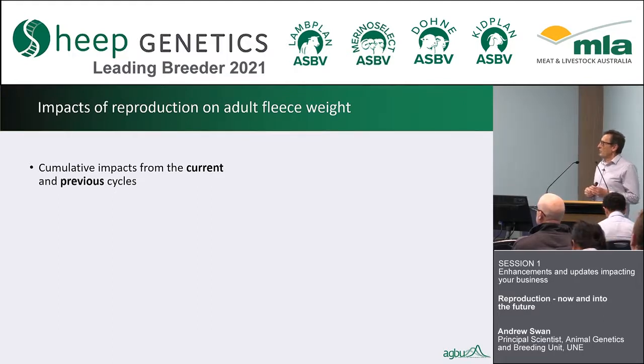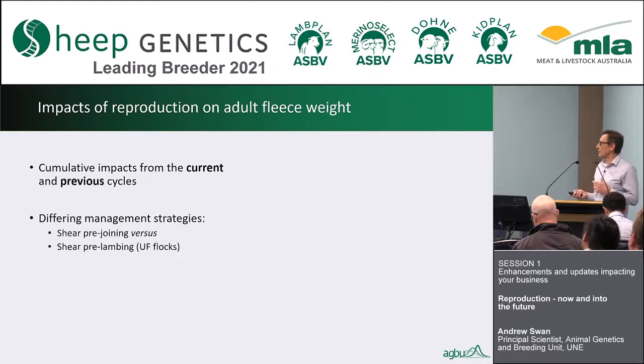So we picked adult fleece weight as the trait we would look at to see how reproduction affects that. And in doing so, we were looking at cumulative effects on both the current and previous reproduction shearing cycles. When we looked at the data, we can clearly identify different management strategies going on. So we can see that people doing shearing pre-joining, that's the most common pattern, or the other one is shearing in between joining and lambing. And most of the data there is actually from the ultrafine type in sheep genetics. A lot of data around the New England region would come into that category.